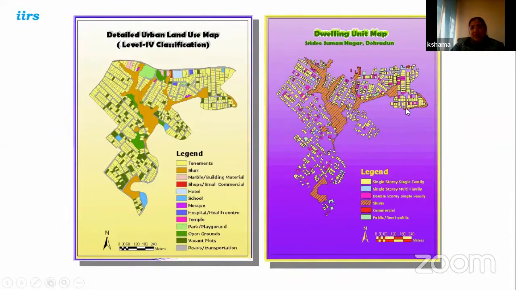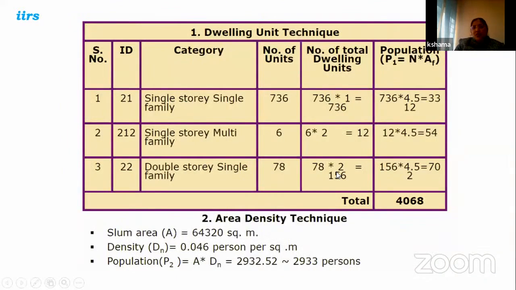So all these buildings have been identified and converted into a number, and these numbers have been multiplied with the average household size. Based on this, we could calculate the number of people living in this area. In slum areas, each and every building footprint could not be separated, so the total area was mapped and density per person per square meter was measured on the ground for a small pocket, and it was extrapolated to the whole area.